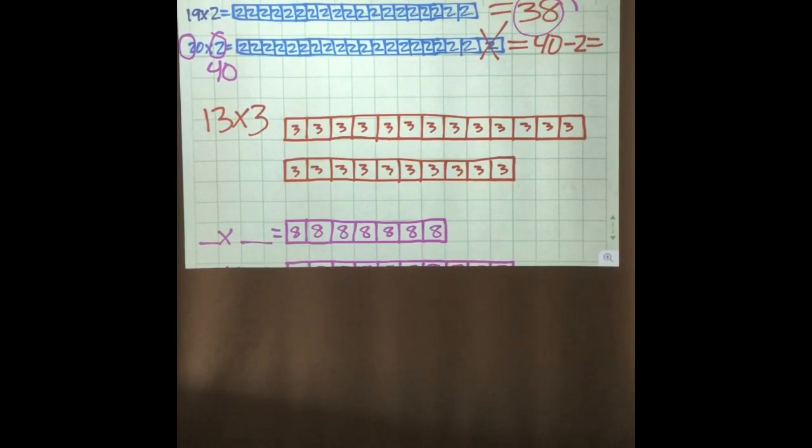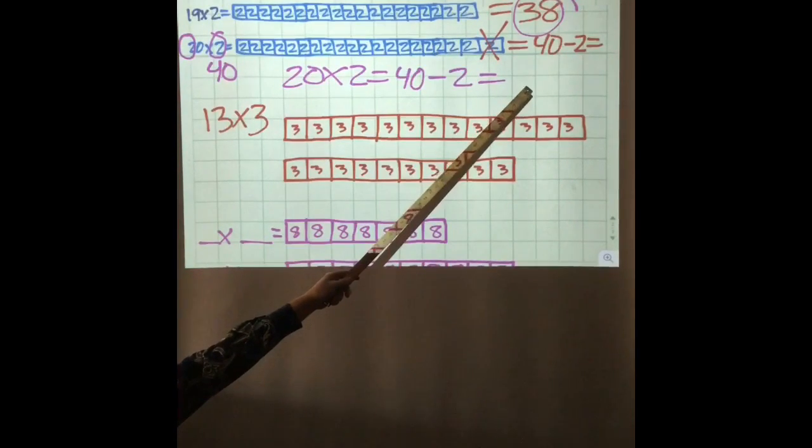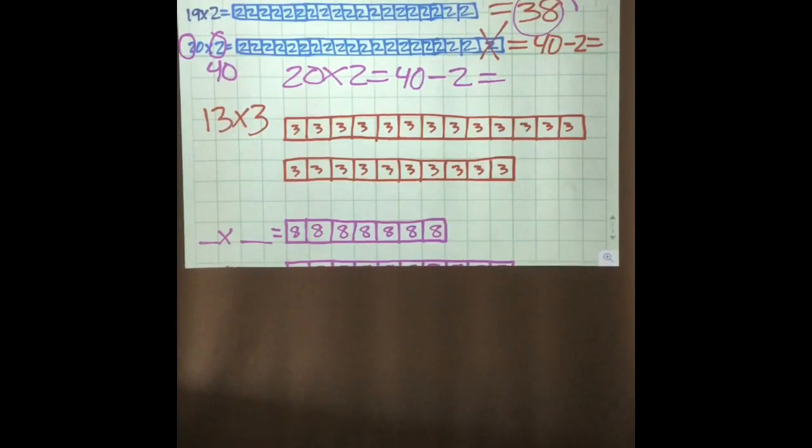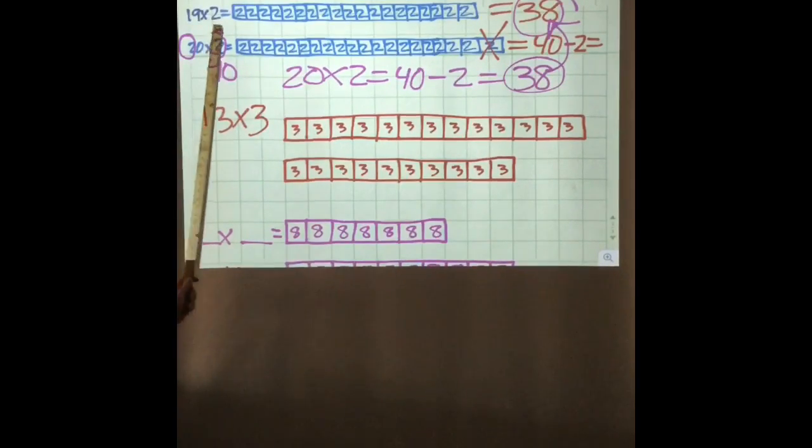So mentally, we're actually going to do it this way. 20 times 2 equals 40, subtract 2, we're taking away, we're subtracting 2, we're getting the difference, and it's 38, and that's our answer for the problem that we needed to know, which was 19 times 2.